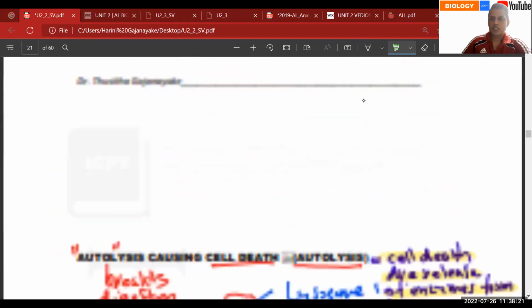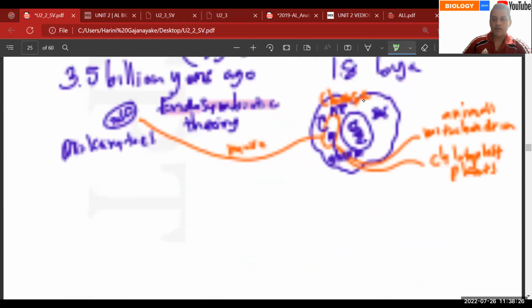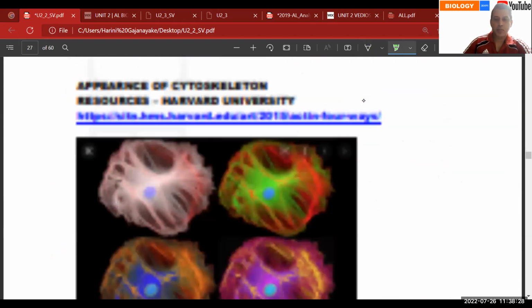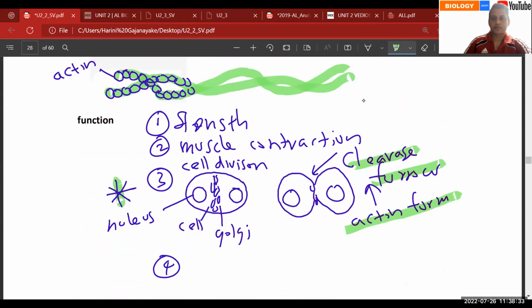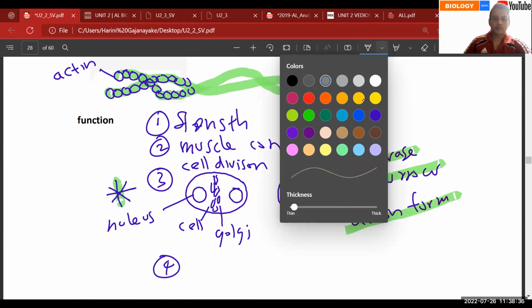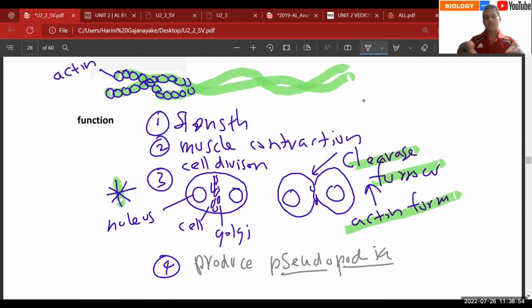I can share this file at the end if you miss something. I will write here again the function of actin. Pseudo means not correct, not true, like fake. Podia is arms. So it's like fake arms. Pseudopodia means fake arms.